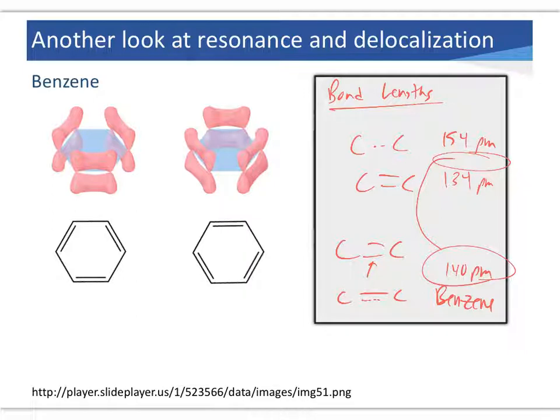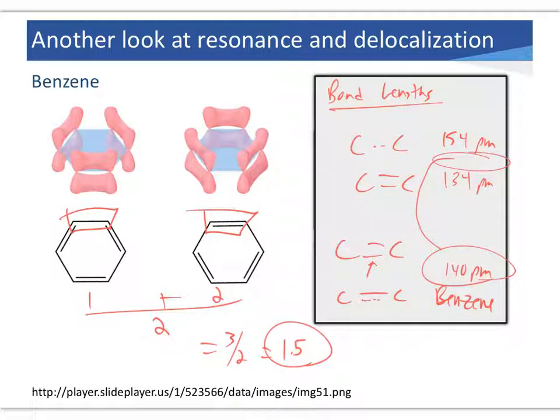So let's think about bond order. Let's take this bond right here. It's a single bond here. It's a double bond here, and there are 2 resonance structures. That's 3 halves, or a bond order of 1.5. So these bonds in benzene are shorter, sorry about that. They are 140 picometers, shorter than a single bond, but longer than a double bond, because they're about a bond and a half.